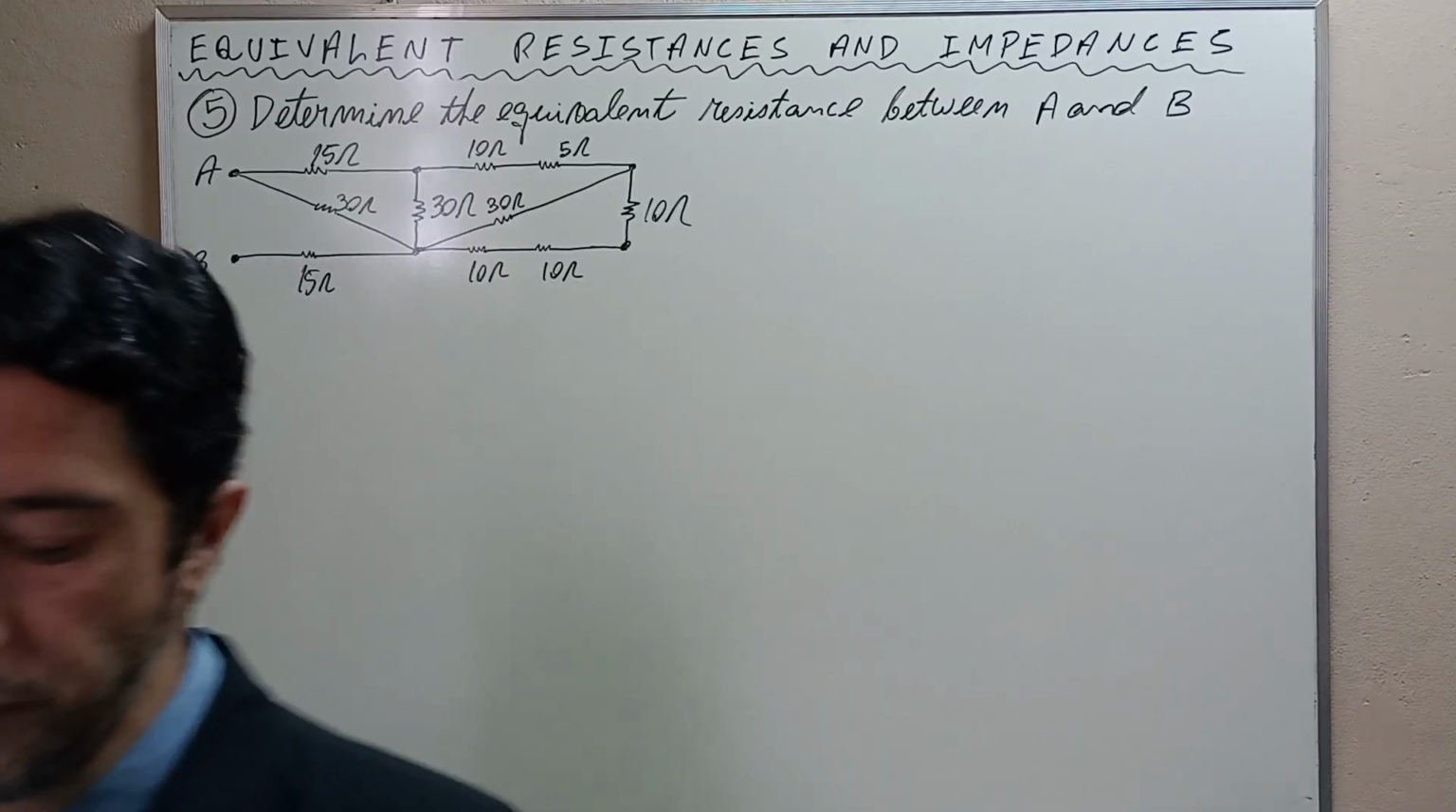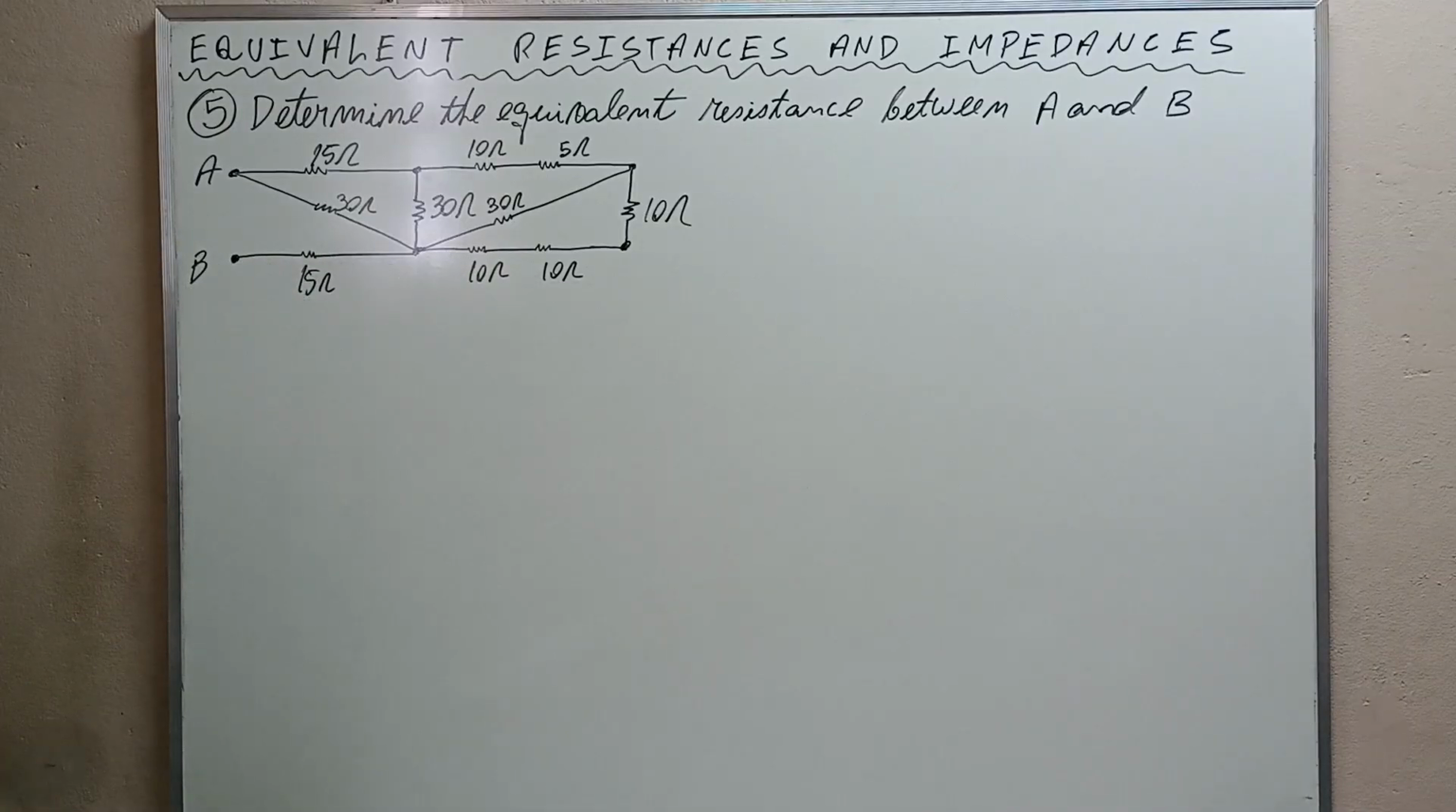Exercise number 5. Determine the equivalent resistance between terminals A and B of the circuit. This is the question. Let's go to the solution. To determine the total equivalent resistance, we will combine resistances in series and in parallel from right to left until there is only one resistance.